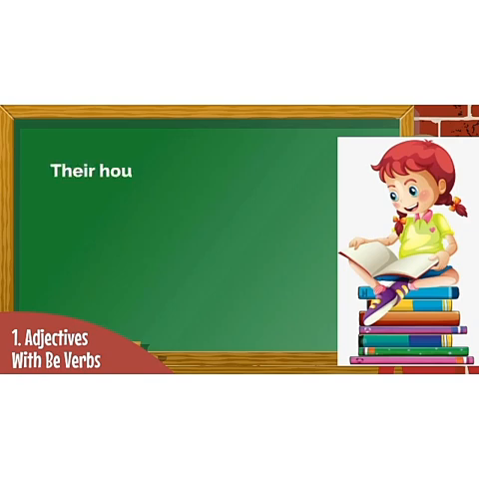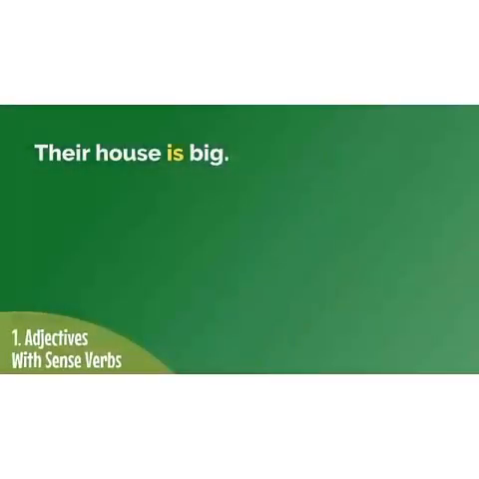Now adjectives with be verbs. Be أفعال البي عائلة البي. For example, their house is big. Those movies are funny. So is and are are be verbs. أفعال البي. Is, are, am, was, will.